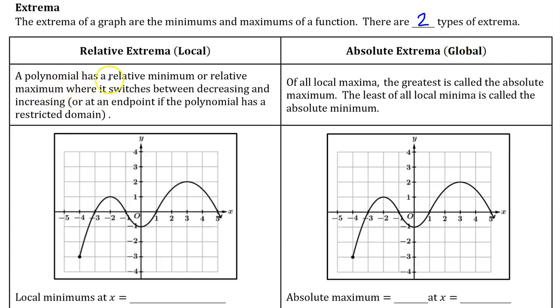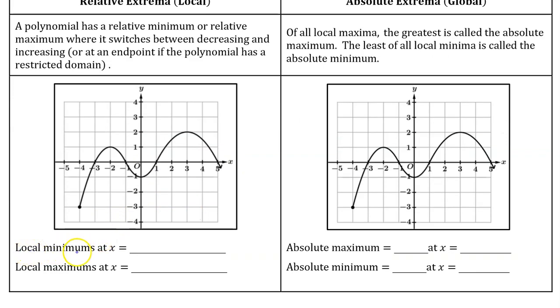A polynomial has a relative min or a relative max wherever it switches from decreasing to increasing, or vice versa. If it switches from increasing to decreasing, you're going to have a relative max. Or you could have a relative min at an endpoint for a function that has a limited domain like this one. So where are the local minima of this graph?